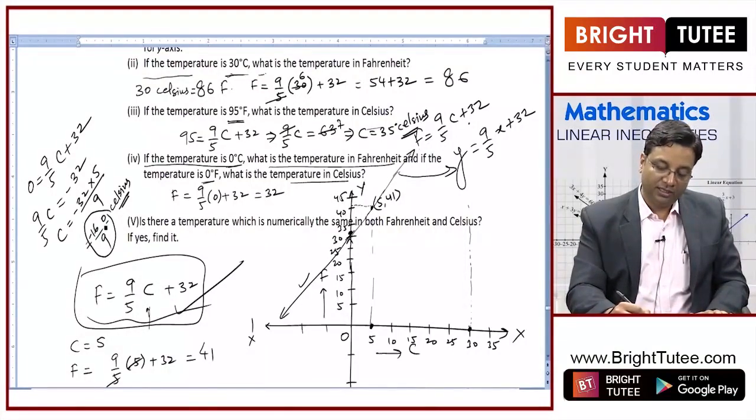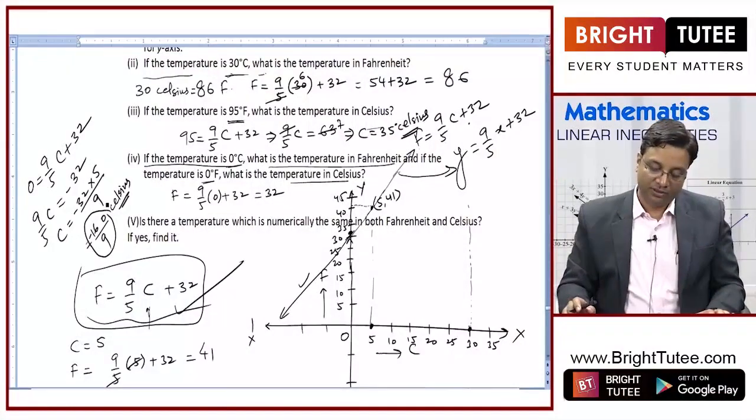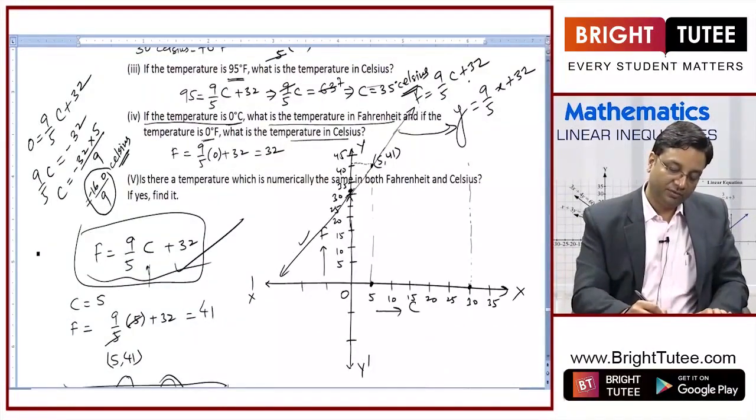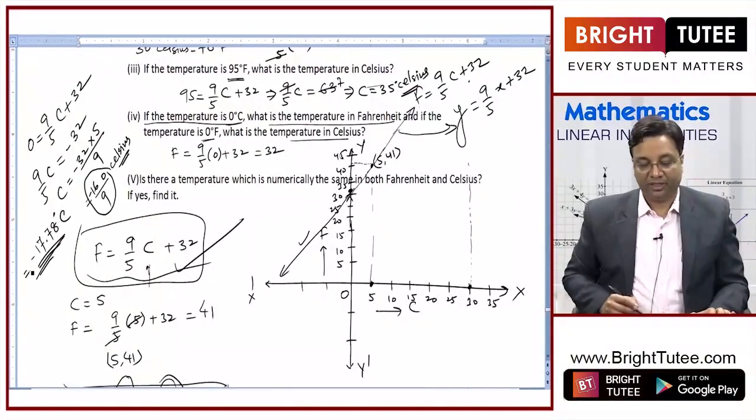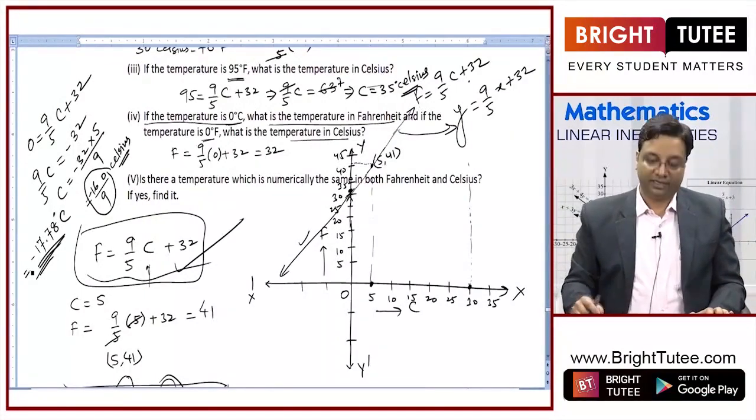Okay, you can write it in decimal form also, right? How will you write in decimal form? Minus, 9 ones are 9, 7 0, right? 9 7s are 63. So 7 once again, 7, so minus 17.78 Celsius, right? So this is the temperature corresponding to 0 degree Fahrenheit.